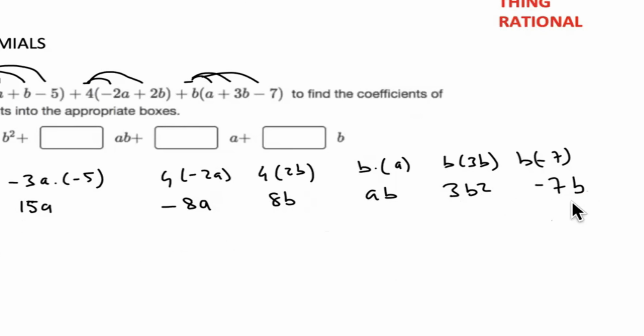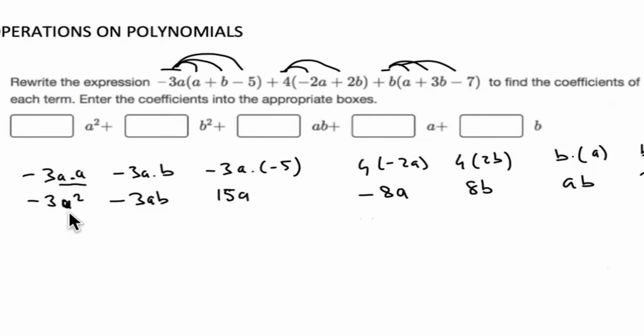Here, terms are different. We have a squared terms, we have b squared terms, we have ab terms, we have a terms, and we have b terms. They are different expressions, and some of them are like terms, some of them not. So when we check a squared, do we have any a square more here? Just when you look at other expressions, no. So since a square is alone, we can write it as negative 3a squared.